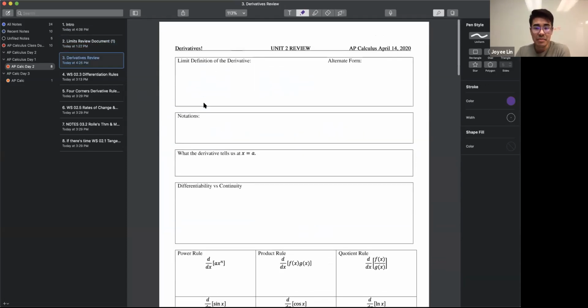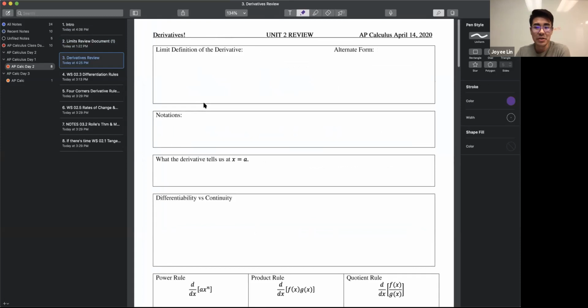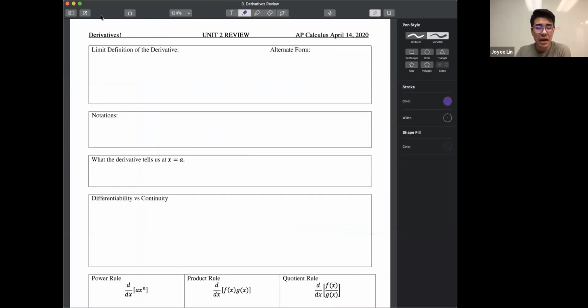So I'm gonna need all your help here. So if you wanna speak, you can speak. If you wanna type, you can type. But does anybody remember the limit definition of the derivative?